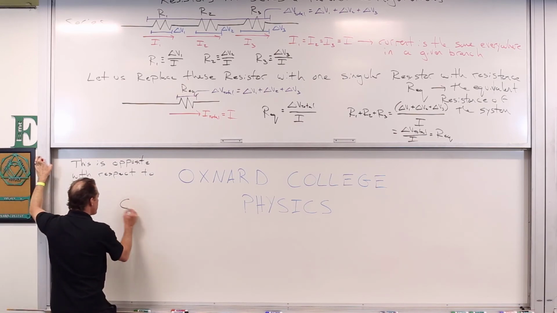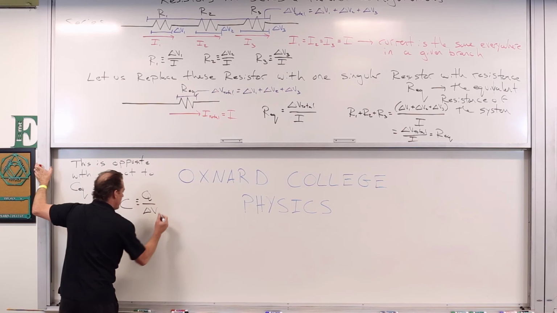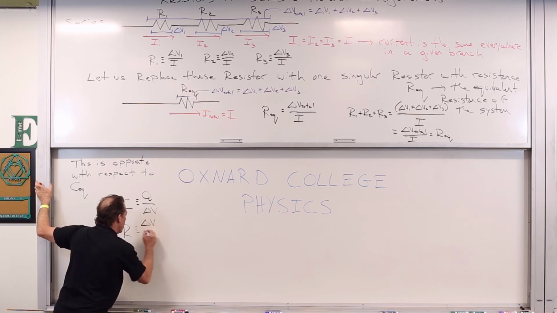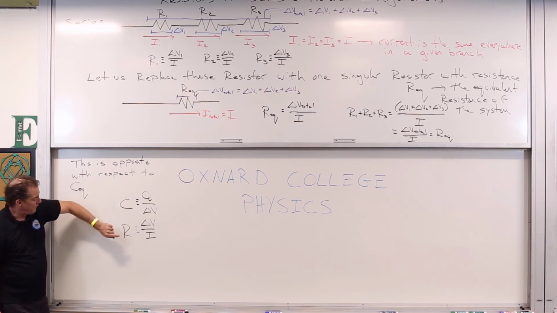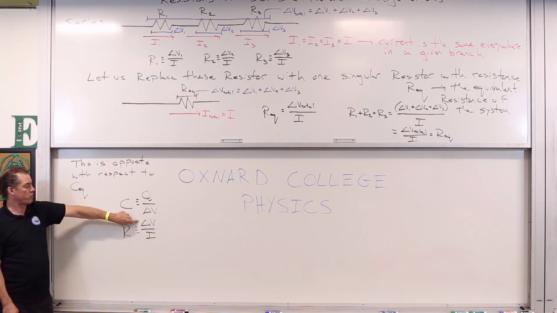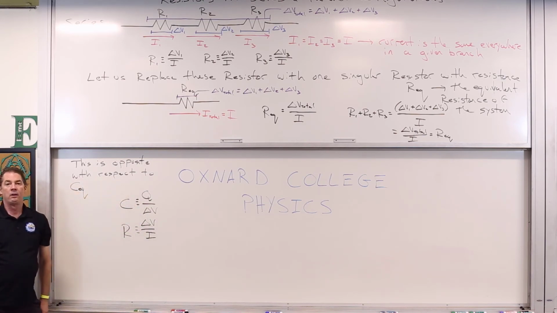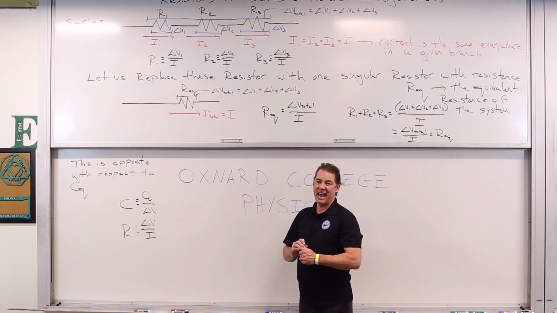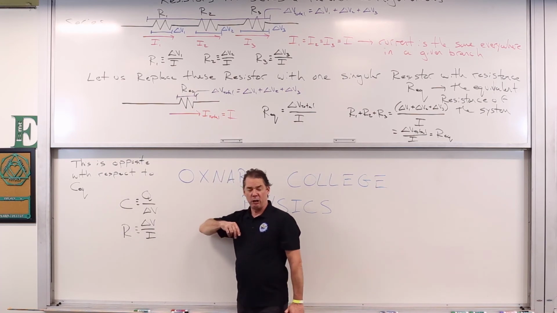Why? Well, C is defined as what? Q divided by delta V. R is defined as what? Delta V over I. This one is inversely proportional to delta V. This one, the resistance, is directly proportional to delta V. Okay? It's sort of an inverse relationship between those two relative to delta V. So what happens? It switches the way the rules are, the way that they add together for the equivalent systems. Because again, inversely proportional to delta V, directly proportional to delta V.